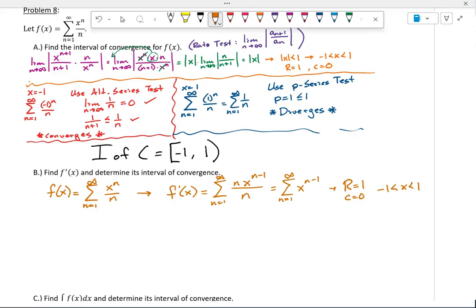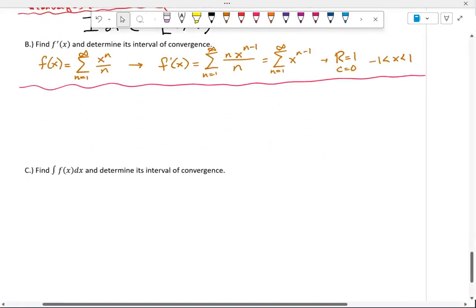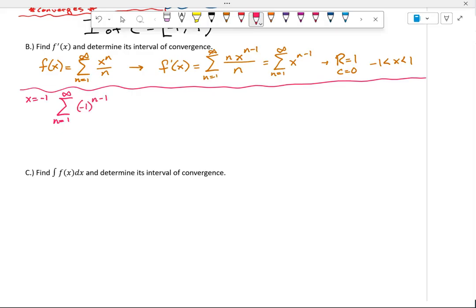We are able to use this same stuff down here as well, and end up being on the last one as well. Okay? So let's go ahead and test our endpoints. So x equals -1. So that one, I'm going to have the sum as n equals 1 to infinity of -1 to the n minus 1.